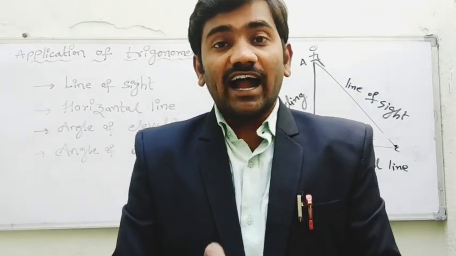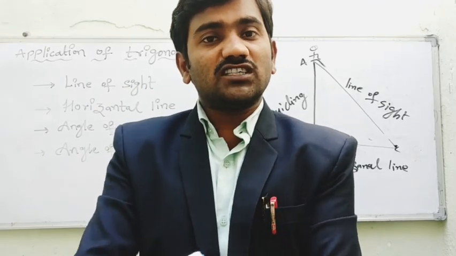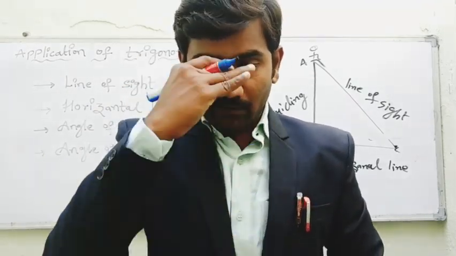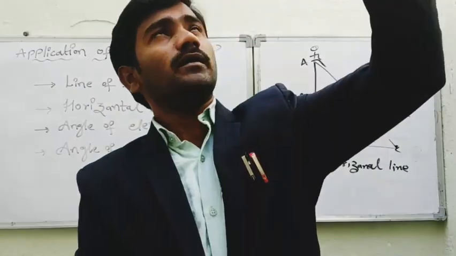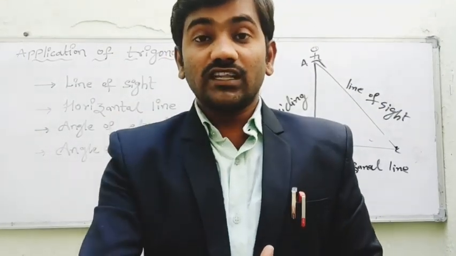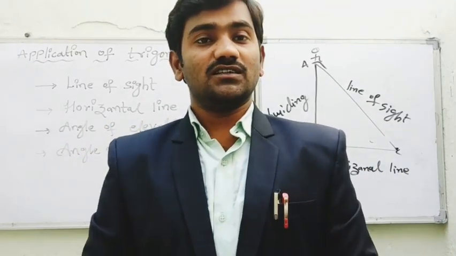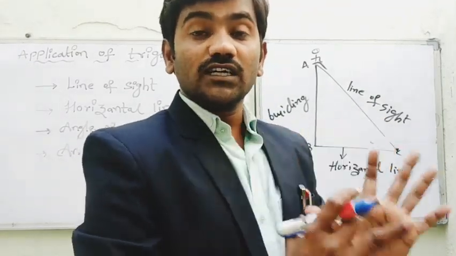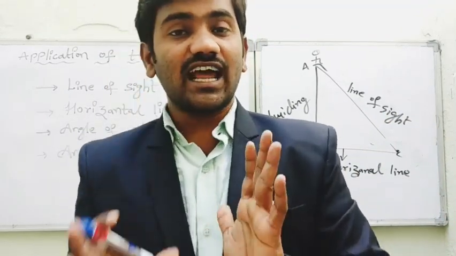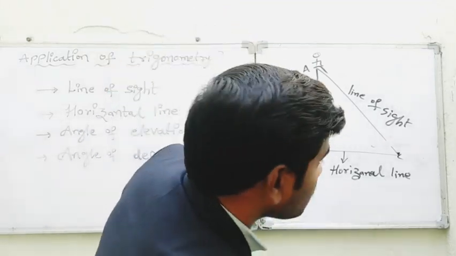Suppose the height of the object is less than you, there we use the angle of depression. If you are observing above you, that is the angle of elevation. If you are observing below you, that is the angle of depression. Angle of elevation and angle of depression. So let me draw two figures here to understand angle of elevation and angle of depression. Let me go for the diagrams.